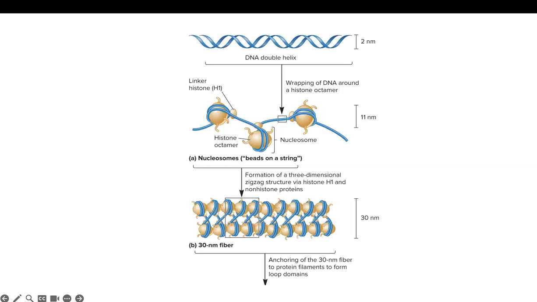Let's begin with a short review of how our DNA is condensed in our cells when they are not dividing. Our DNA double helix is wrapped around histone octamers to form nucleosomes that look like beads on a string. This shortens our DNA by about sevenfold. Next, interactions among nucleosomes due to the histone H1 protein further shortens our DNA by another sevenfold into the 30 nanometer fiber.